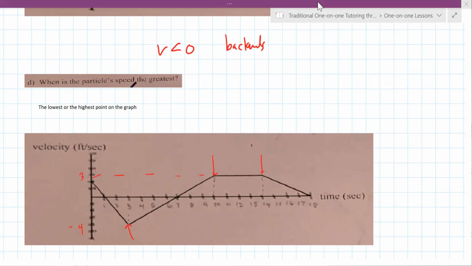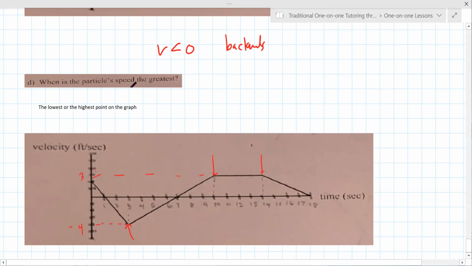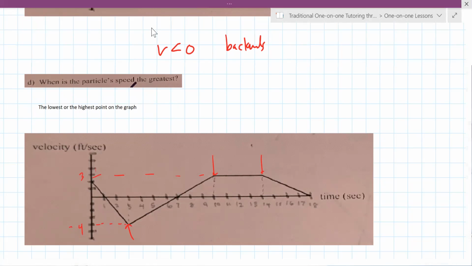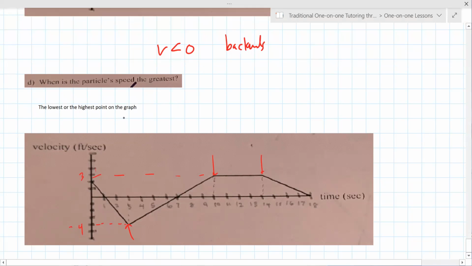So that's how you answer that, it's either the highest or lowest point in the graph, whichever is bigger. That's how you decide. Because speed is the absolute value of velocity, it doesn't matter whether it's -10 versus +8. It's whichever is further away.